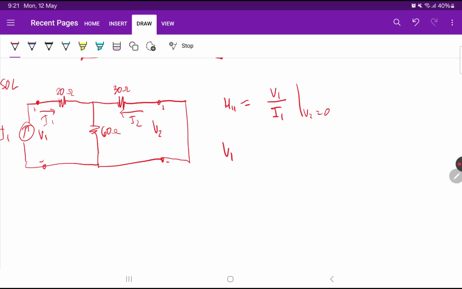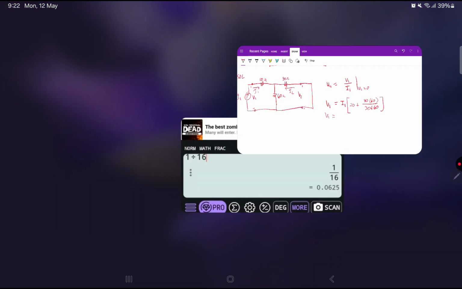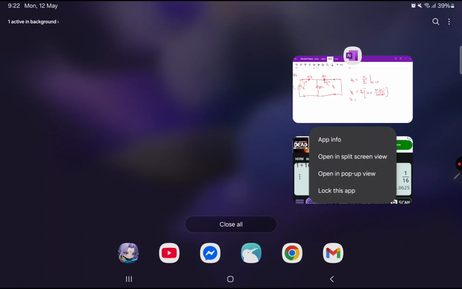So this will become just a 60 and 30 in parallel and in series with 20 ohms. So V1 is just the total voltage and I1 will be just the total current. So to solve for V1, it's just equal to the total current, which is I1, multiplied by the total impedance in the circuit. Total impedance in the circuit is equal to 20 ohms, that's the one in series. Then we add the parallel combination of 30 and 60: 30 times 60 divided by 30 plus 60. Then solving for V1, let me take my calculator here.